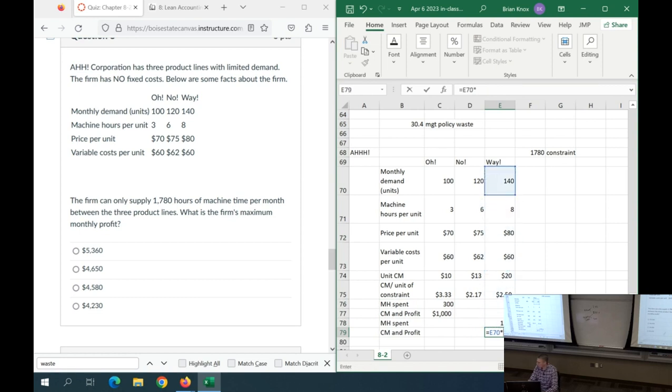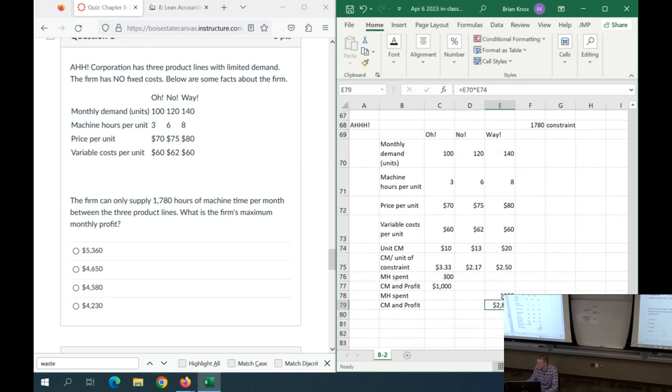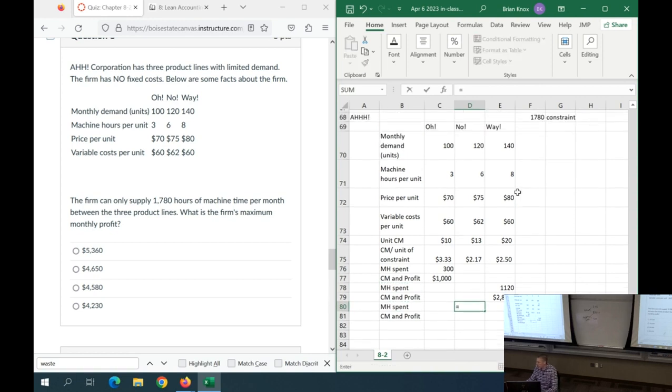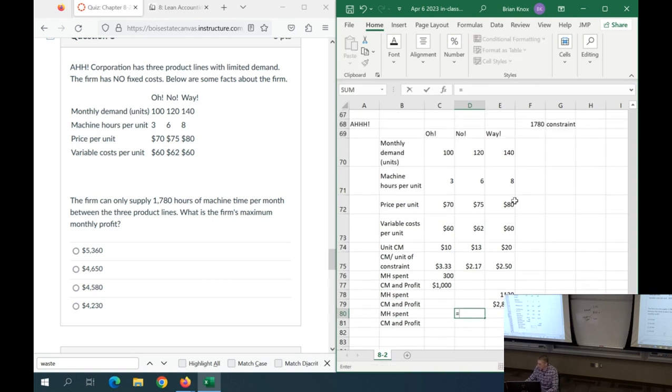If we sell 140 of them, we earn $20 per unit. We've earned $2,800 of profit. And last of all, we can't spend more machine hours than we have. So let's make sure first of all, could we fill the demand? No, that's too many machine hours. That's over the 1780. That sum of 2140, that's over the 1780.